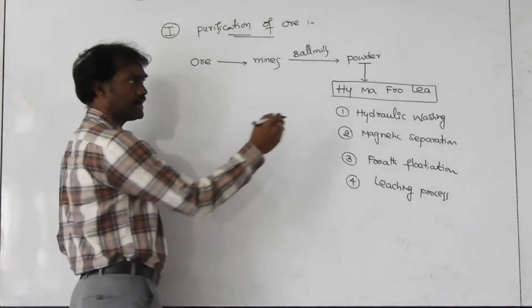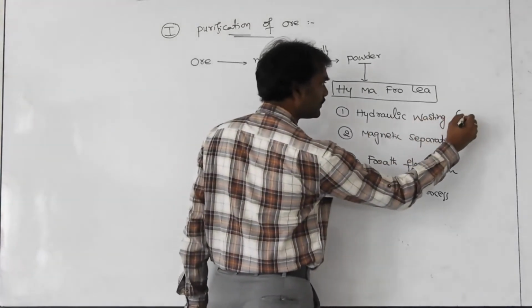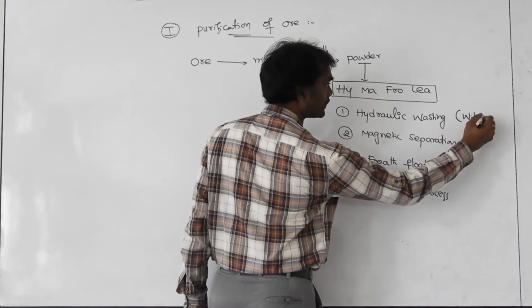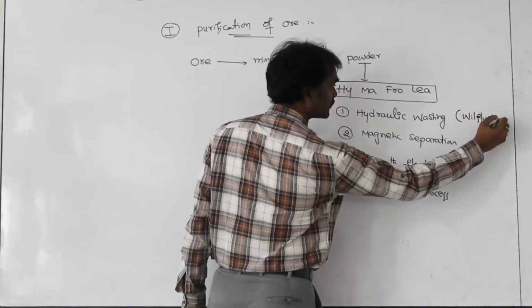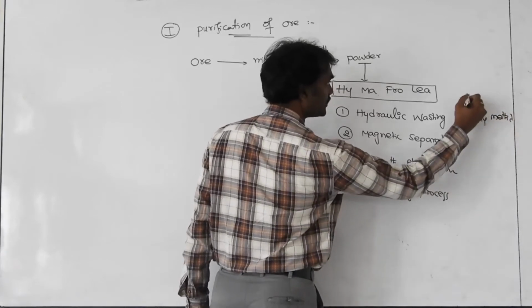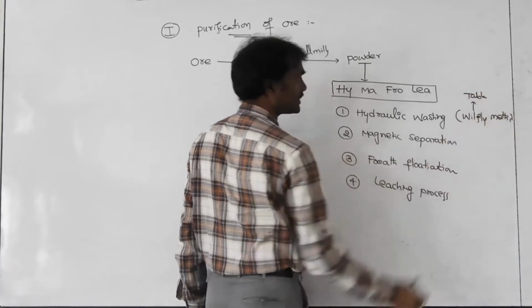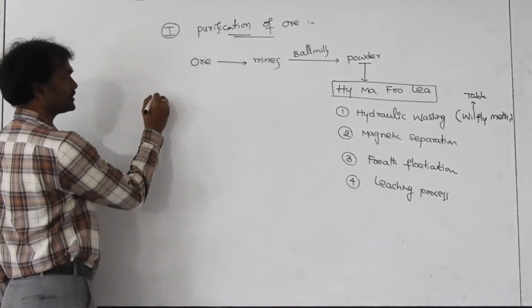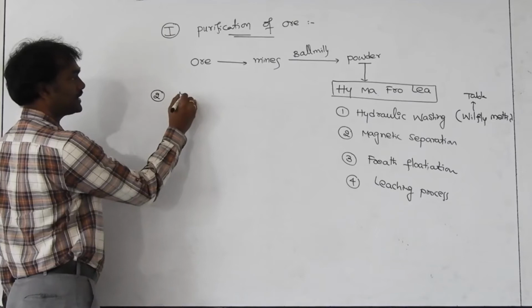In hydraulic washing also, some wheel flame method, so we apply the method also. Tables, some useful tables. Those methods are there, and hydraulic washing is more effective. So the second one is magnetic separation.